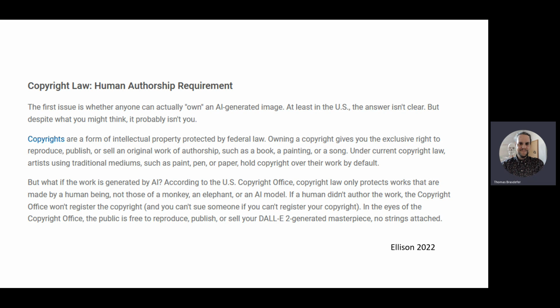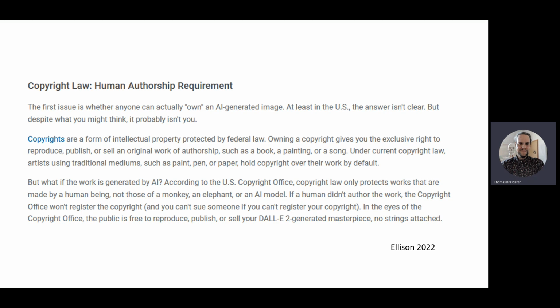The first issue is whether anyone can actually own an AI-generated image. At least in the US, the answer isn't clear, but despite what you might think, it probably isn't you. Copyrights are a form of intellectual property protected by federal law. Owning a copyright gives you the exclusive right to reproduce, publish, and sell an original work of authorship, such as a book, a painting, a song. Under current copyright law, artists using traditional mediums such as paint, pen, paper hold copyright over their work by default.